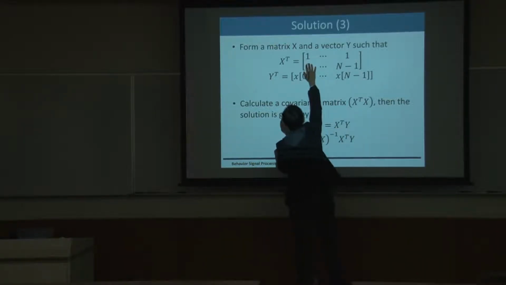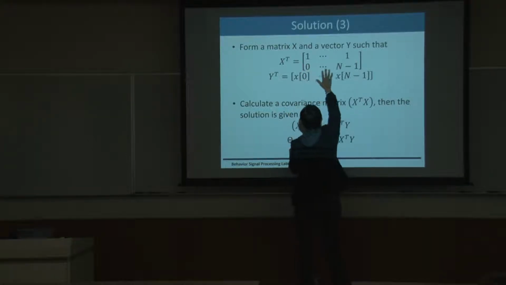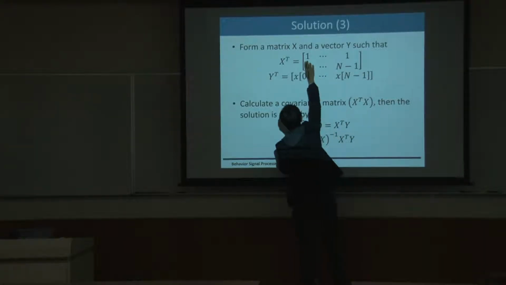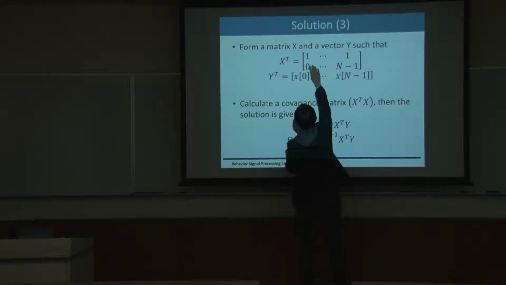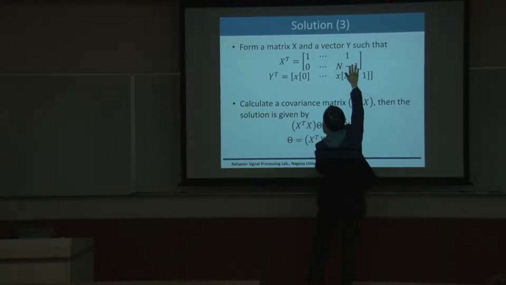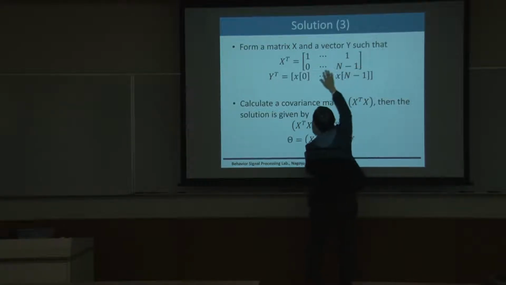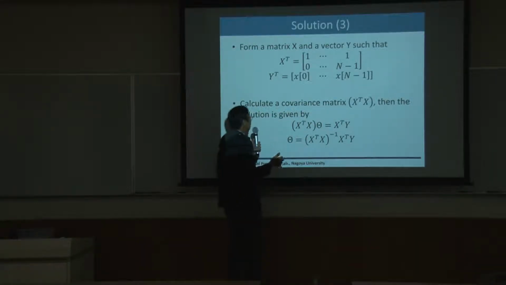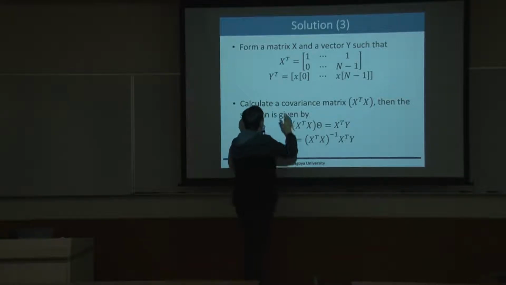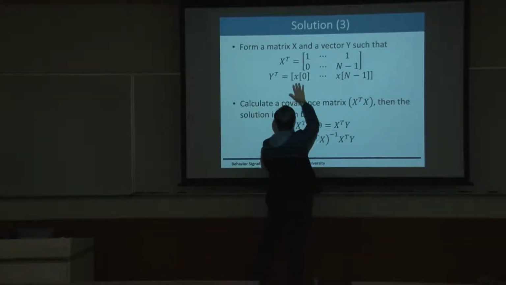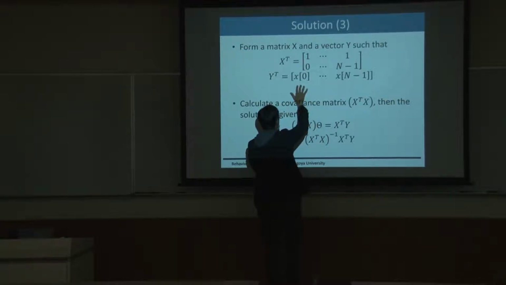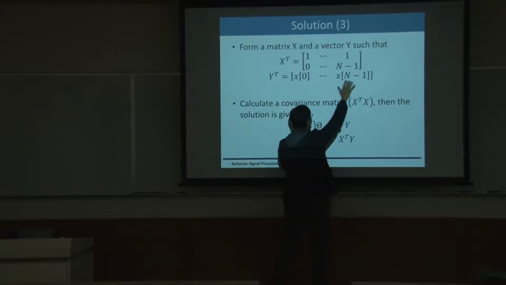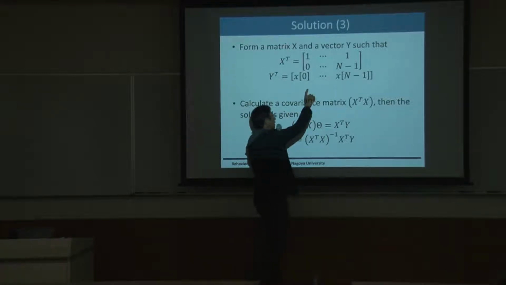So you organize one matrix, which has two rows. The first row is all ones. The second row is 0, 1, 2, 3, 4, 5, and so on. That is the x matrix, the transpose of the n matrix. And on the other hand, you get a y vector, which consists of the real observation values, like here. Of course, order matters, because this is ordered data.